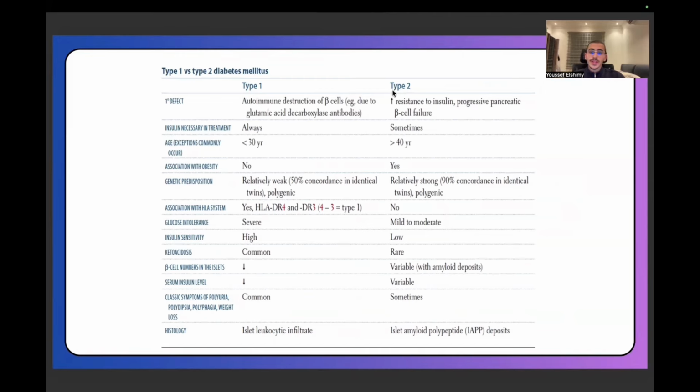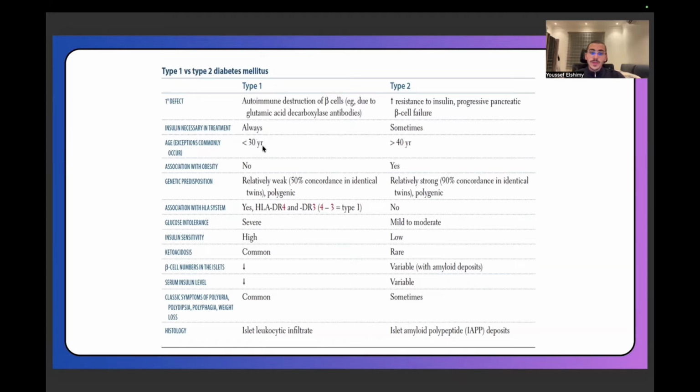Type 2 is more of an insulin resistance, and with time there's progressive pancreatic beta cell failure, and the beta cells are burnt out. Usually type 1 is in young adults as well as children and adolescents. Type 2 is more on the older side. Type 1 always needs insulin as a treatment. Type 2, lifestyle modifications and weight loss would be a better option.